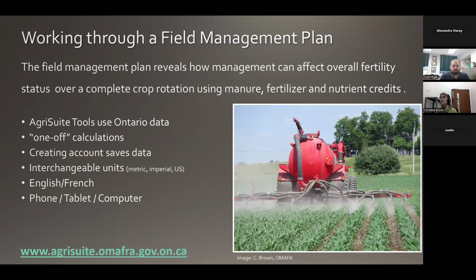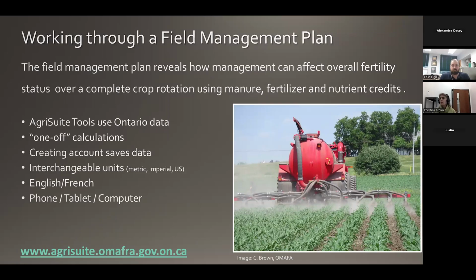And so the field management plan reveals how management can affect overall fertility status over a complete crop rotation using manure, fertilizer, and cover crop credits or alfalfa credits. The AgriSuite tool uses Ontario data, so it's basically all the same data that you would find in the agronomy guide. I can use the manure calculator for just one example, or I can make an account and save that data. And once I get the results, I can use those calculations and then fine tune it, save it over time.